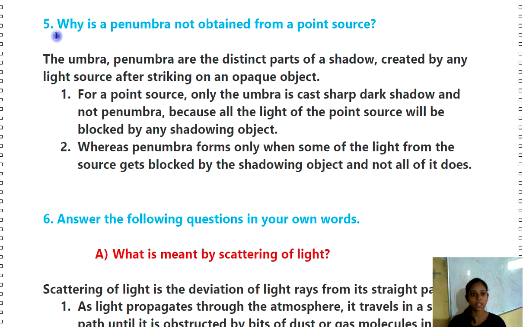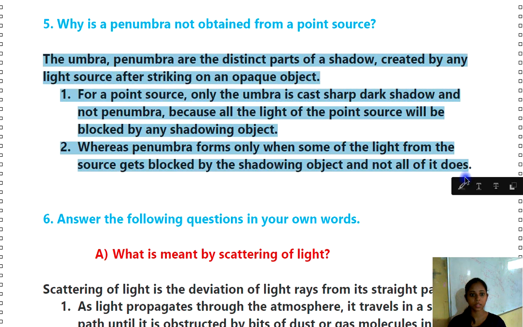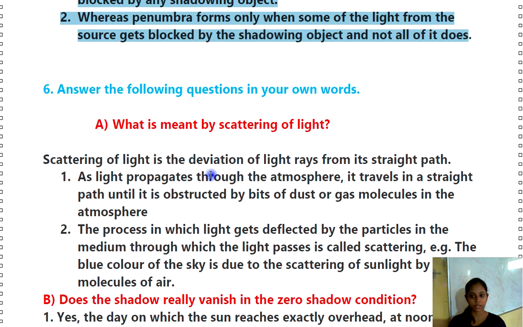Then next, 5th, why is penumbra not obtained from a point source? Answer, the umbra and penumbra are the distinct parts of the shadow created by any light source after striking an opaque object. For a point source, only the umbra is formed, a sharp dark shadow, and not penumbra, because all the light of the point source will be blocked by the shadowing object, whereas penumbra forms only when some of the light from the source gets blocked by the shadowing object and not all of it.